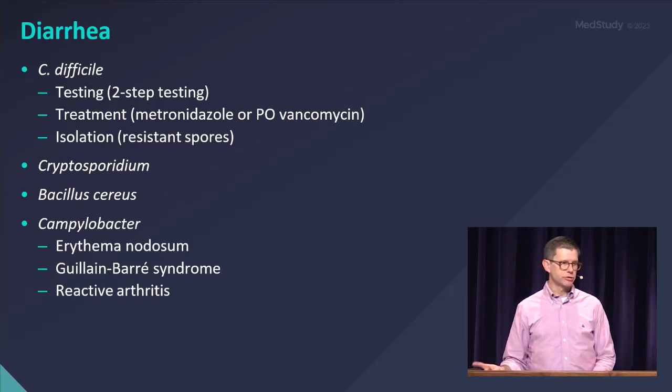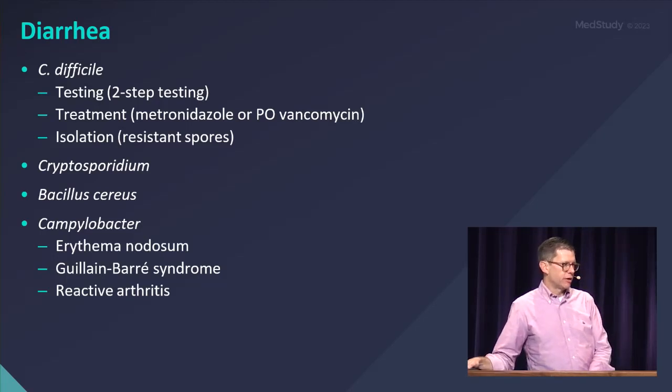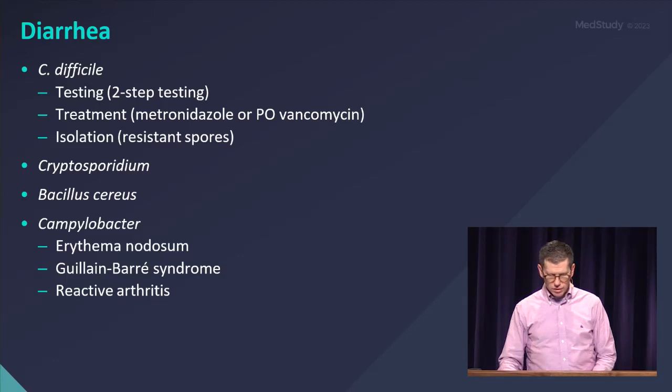And one thing to remember about Clostridioides difficile is the spores cannot be killed with alcohol. So if you use alcohol foam or alcohol gel at your institution, that's not going to work to prevent the spread of C. diff. You need to use soap and water.